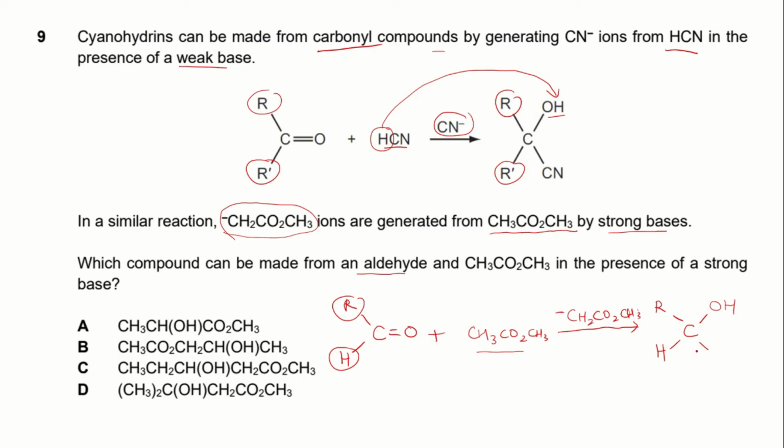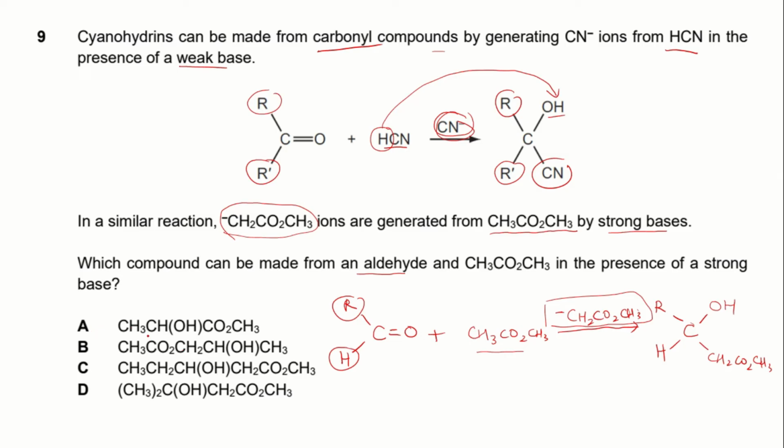So what is this new group here? See, it is from the carbanion. So that means this will be from the carbanion also: CH2, CO2, CH3. So this will be the product. So we have written the equation to show the formation of the product. Now let's check all the answers A, B, C, D, which compound can be made from this reaction.